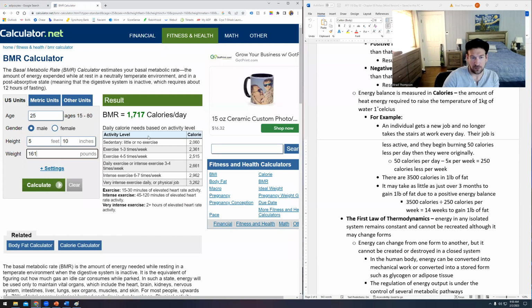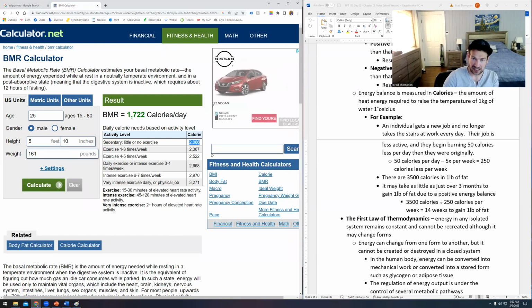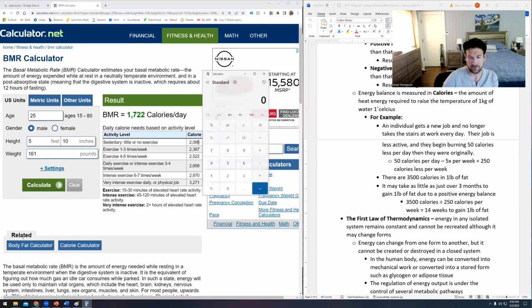So not that big a deal, but watch this. 2060 is going to change to 2066, right? So now it's no longer a 50 calorie deficit per day. Their new job, again, they're not losing 50 calories a day anymore. That was 6 extra calories. So 50 minus 6, it's actually 44 calories a day. So 44 times 5 days per week. That's now a 220 calorie surplus per week, right?